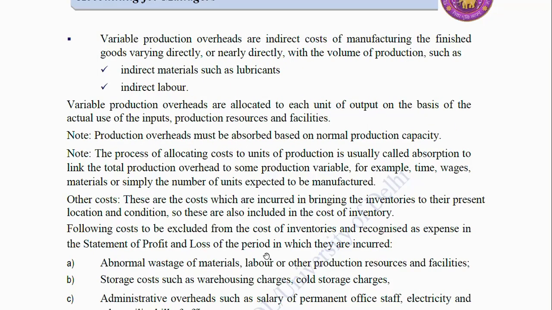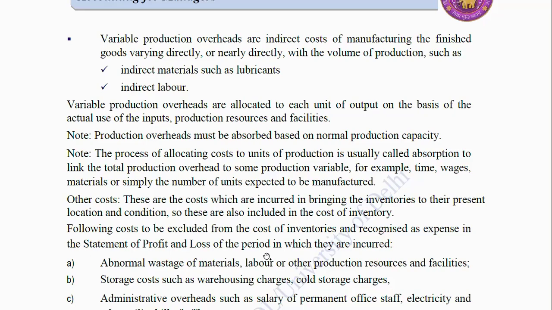Variable production overheads are indirect costs of manufacturing the finished goods, varying directly or nearly directly with the volume of production, such as indirect materials such as lubricant, and indirect labor. Variable production overheads are allocated to each unit of output on the basis of actual use of inputs, production resources and facilities. Note: production overheads must be absorbed based on normal production capacity.